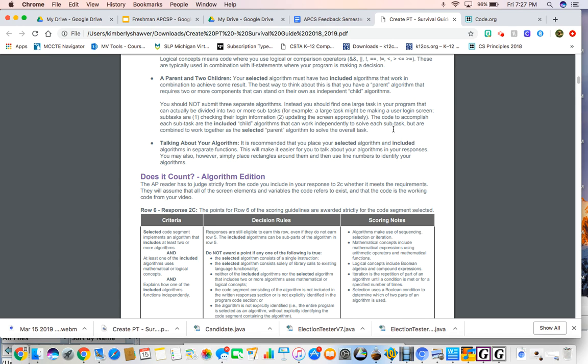Now, when you're talking about your algorithm, it is recommended that you place your selected algorithm and included algorithms in separate functions. This will make it easier for you to talk about your algorithm in your response. So basically, again, a parent algorithm and then two other children algorithms or functions. So in total, three functions, one main one and two sub ones that are used inside the main one. You may also, however, simply place rectangles around them and then use line numbers to identify your algorithms.